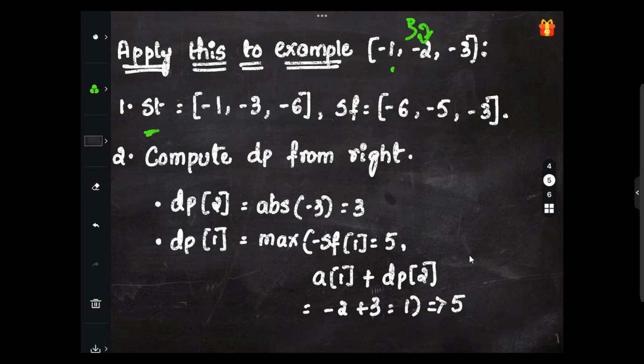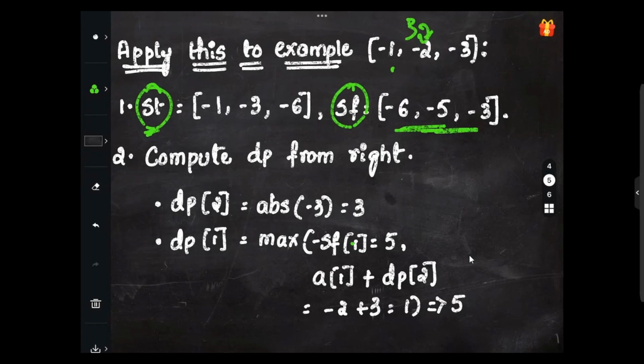So for the prefix, st is nothing but the prefix and sf is nothing but the suffix. The prefix will quite obviously be minus 1, minus 3 and minus 6. The suffix will be minus 6, minus 5 and minus 3.